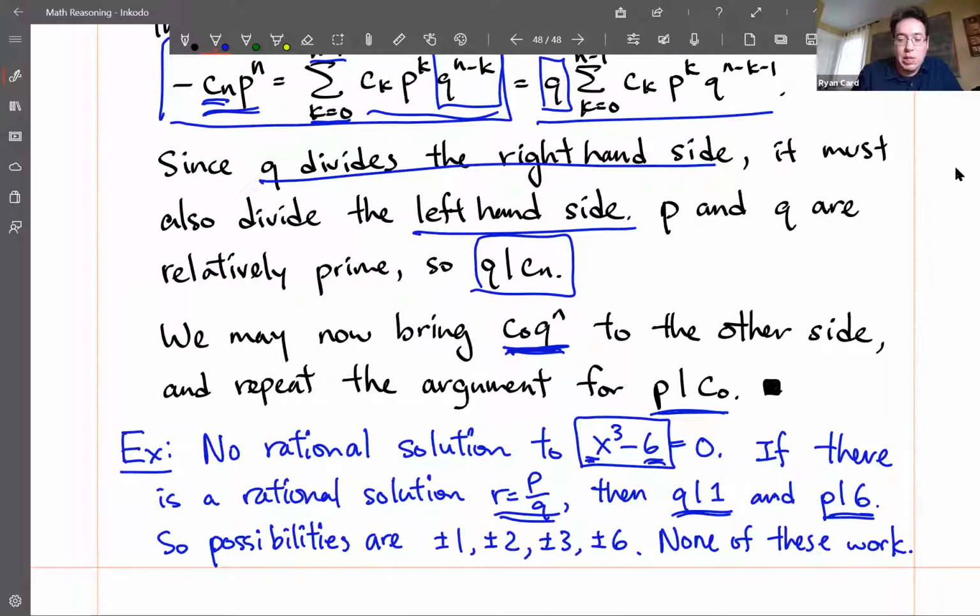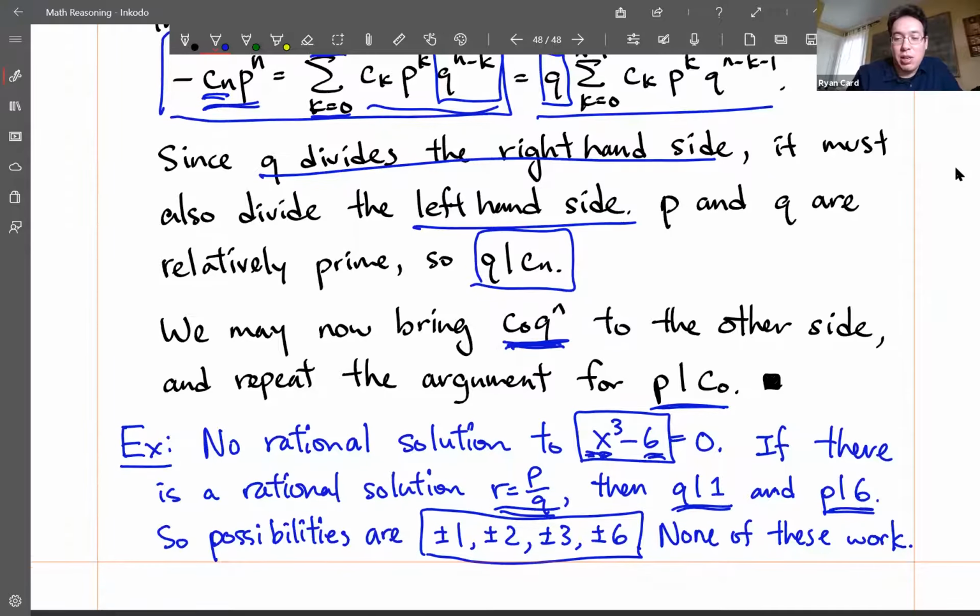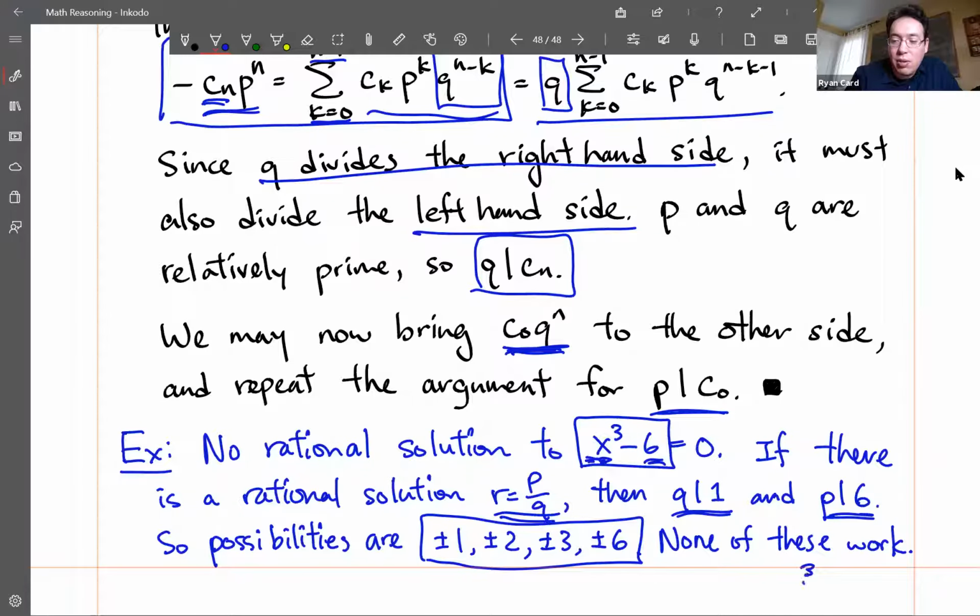And also we have to consider plus or minus everything. So these are all possible values of r it could be, right? 1, 2, 3, 6 are factors of 6, and the denominator has to be 1. And so there are 8 numbers to try. You can plug them all into this polynomial. None of them are actually roots. So there are no rational solutions to this polynomial. So you can conclude that the cube root of 6 is not rational.